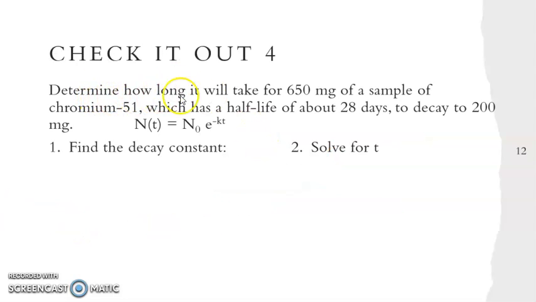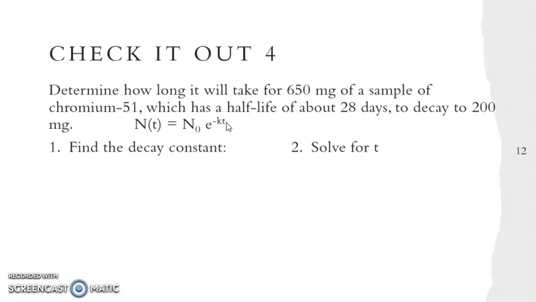In this example, we're asked to determine how long it will take for 650 milligrams of a sample of chromium-51, which has a half-life of about 28 days, to decay to 200 milligrams. So the first thing we're going to do is find the decay constant. What I usually do is I pick an initial amount that's easy to work with, like 100, and then I do half of it over here, 50, because we know the half-life is 28 days. So if I put in 50, 100, e, I don't know the K, but I do know T is 28, I can then solve that equation.